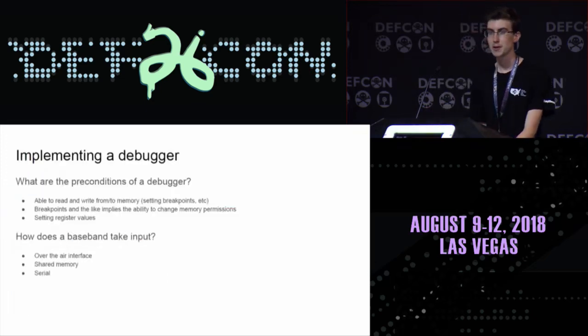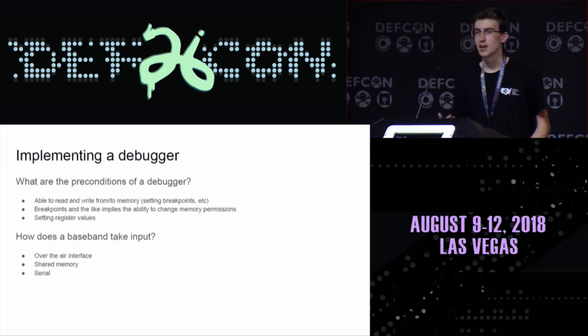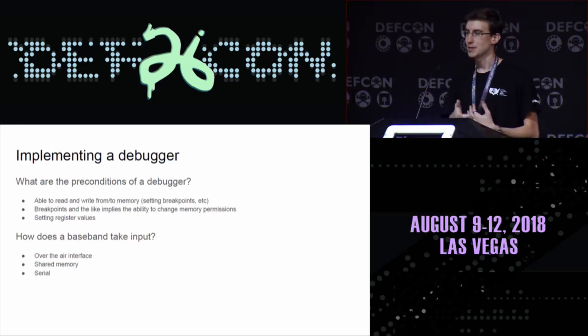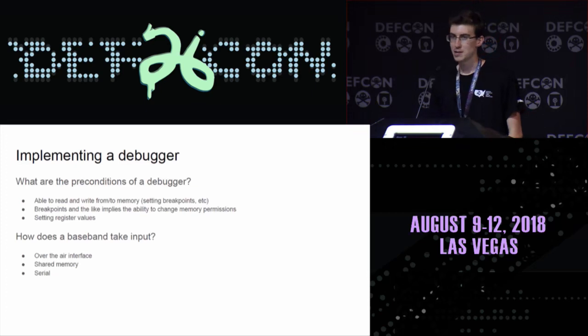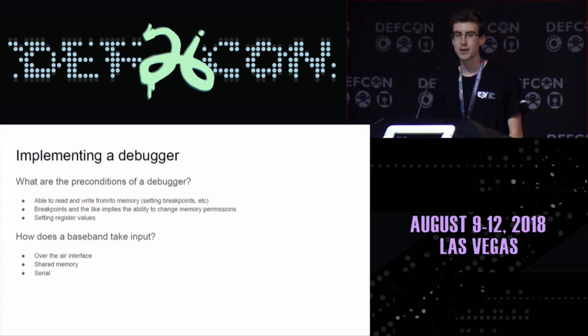Then you actually need to build a debugger around this. I'm running a little short on time, but to build a debugger, you basically need to be able to read and write memory to set breakpoints. If you're trying to break on access to a piece of data, you might need to change permissions, since you're really not supposed to be able to write to that. And setting register values is useful too. There are a few different ways the baseband takes input. Obviously, over the air is the main way. Trying to implement a debugger over the radio is not something I wanted to try.